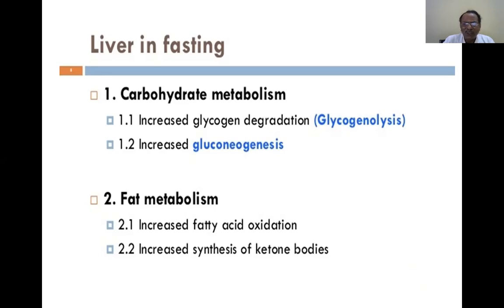Stoichiometrically, the amount is very, very little, and hence in gluconeogenesis, the main source of material for the synthesis of glucose in the gluconeogenic pathway is mainly lactate, pyruvate, and the majority of the amino acids, the glucogenic amino acids, and the last is glycerol and propionic acid.